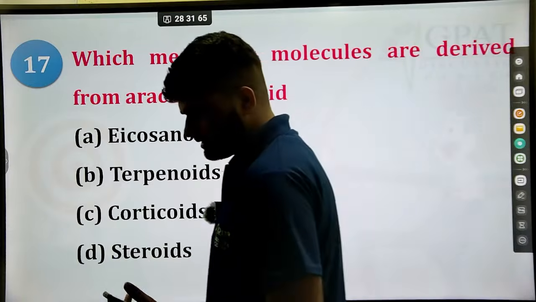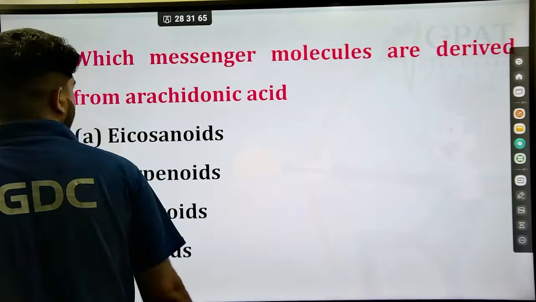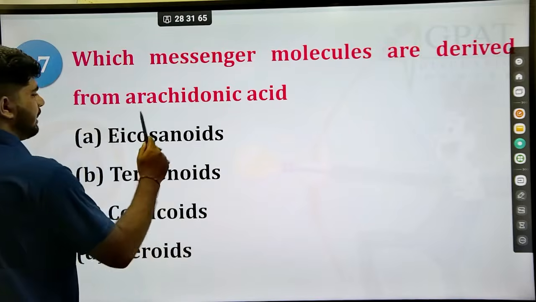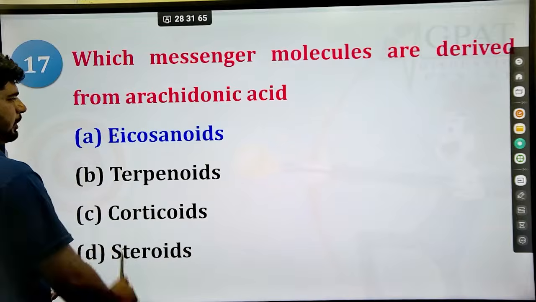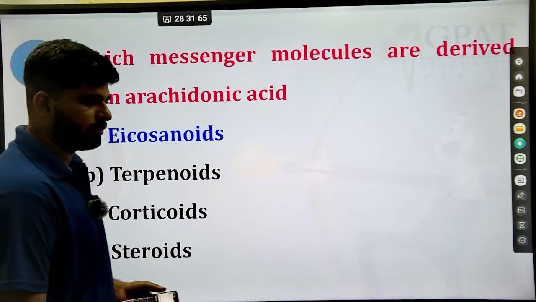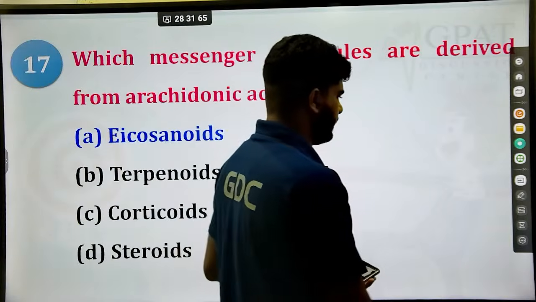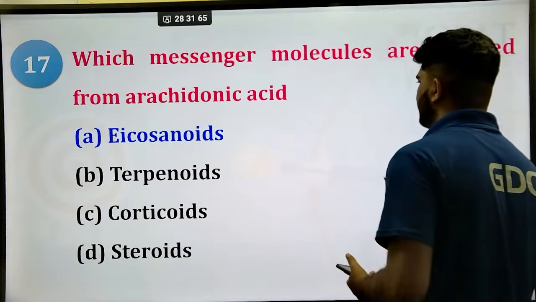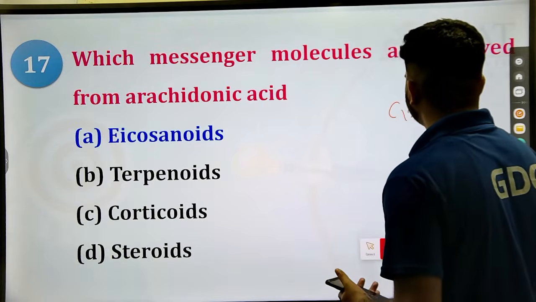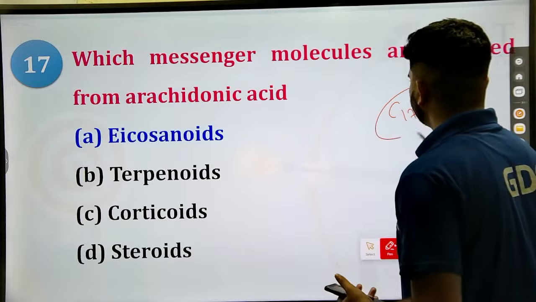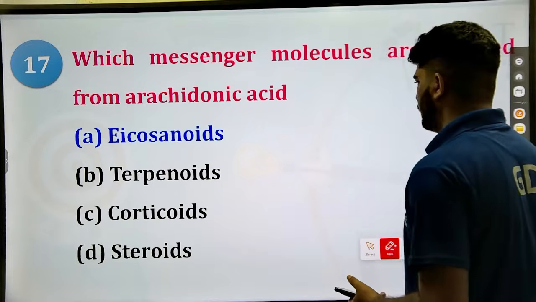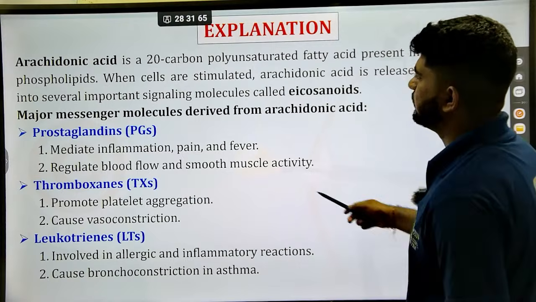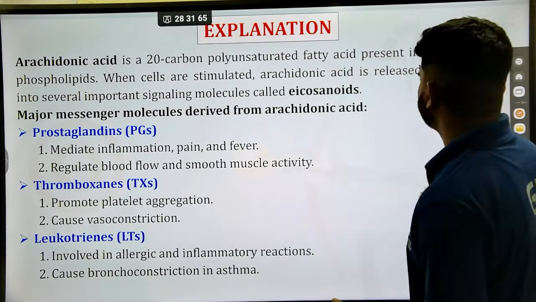Now, which messenger molecules are derived from arachidonic acid? Okay, guys, arachidonic acid. Whatever the drugs, whatever the molecule that is derived from arachidonic acid, that is considered to be your icosanoid. Icosanoid is going to be your correct answer over here, right? Icosanoids contain around C17 to C22 carbons. Arachidonic acid is C22.